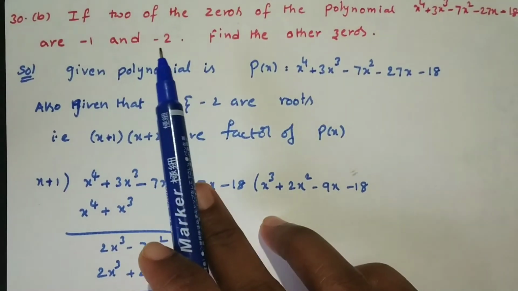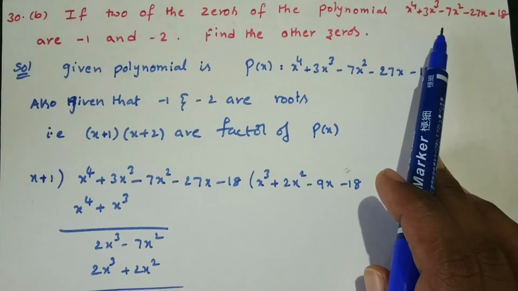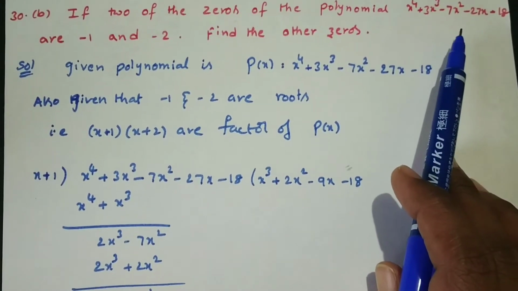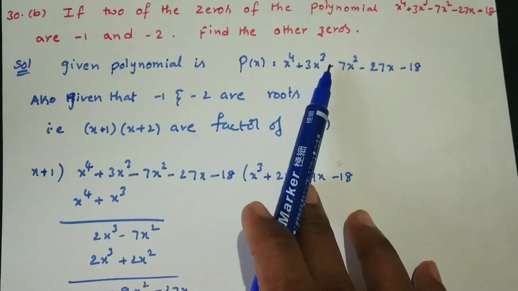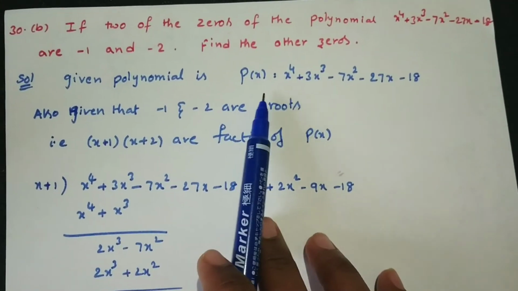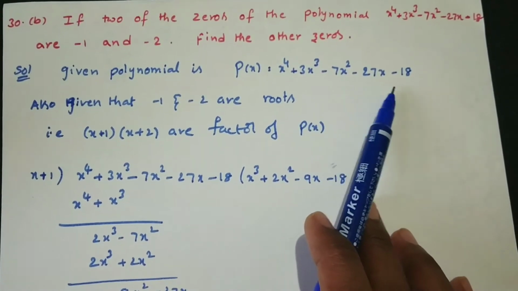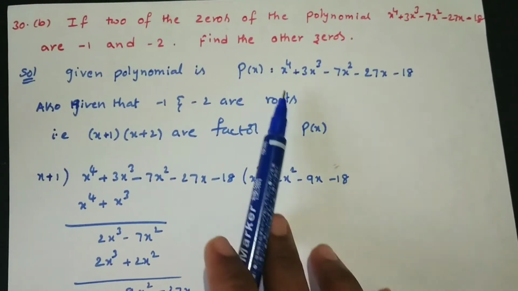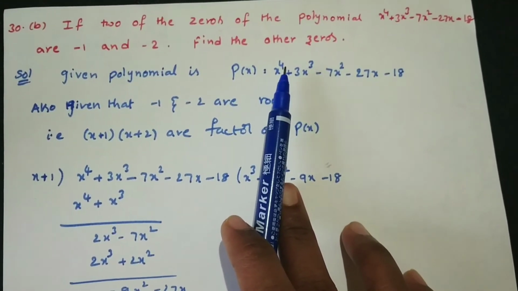Question 30B. If the zeros of the polynomial x to the power of 4 plus 3x cube minus 7x square minus 27x minus 18 are minus 1 and minus 2, find the other zeros. The given polynomial is x power 4 plus 3x cube minus 7x square minus 27x minus 18. What is the degree of this polynomial? 4. So there should be 4 roots.